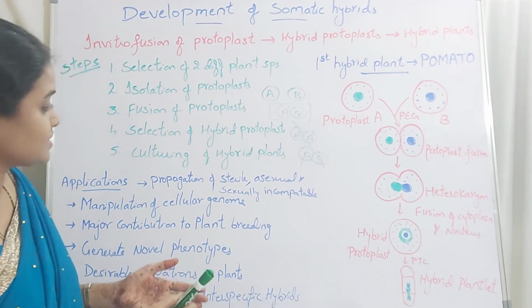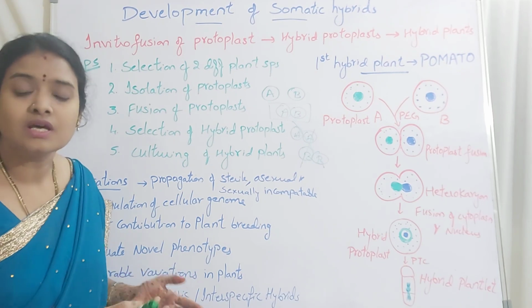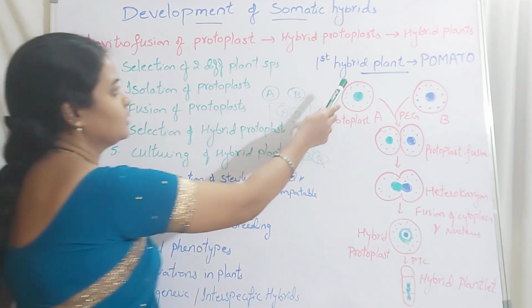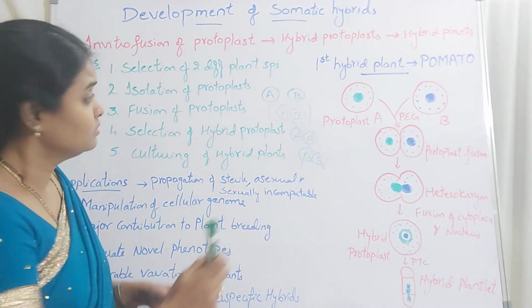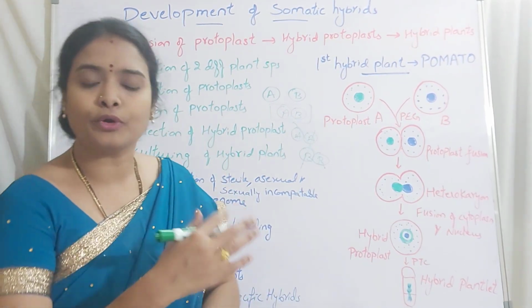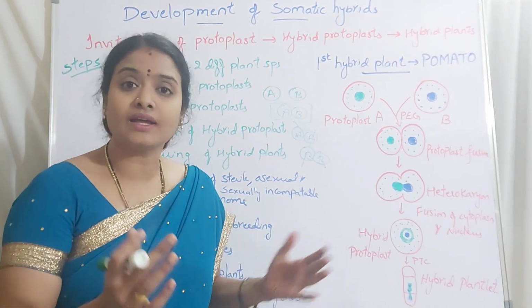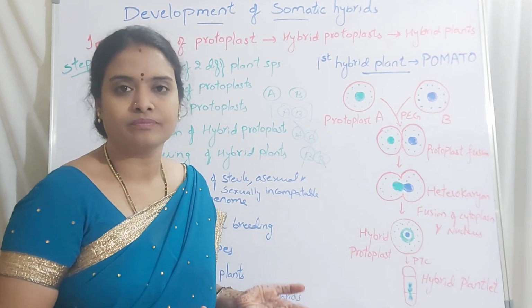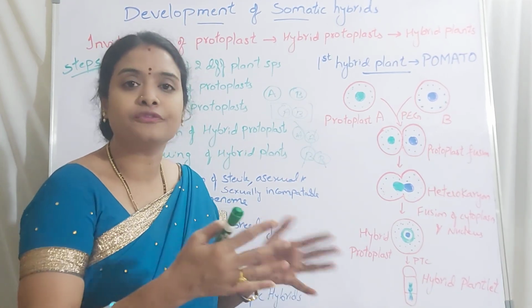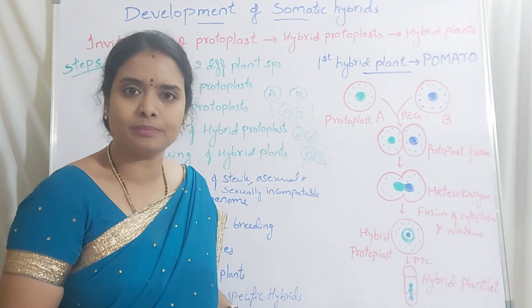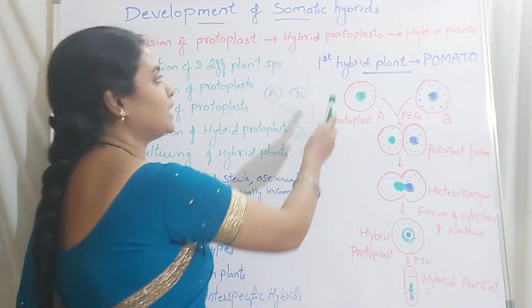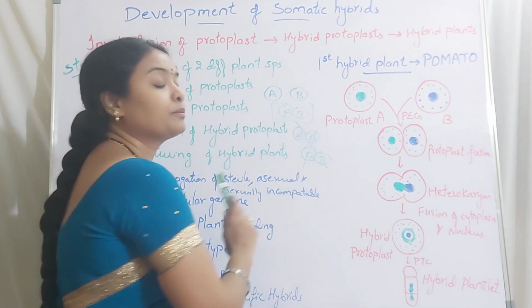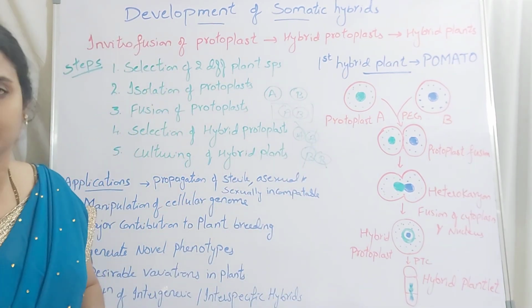That means they are sexually incompatible. Here I have given the first hybrid plant which is produced, tomato. So normally if you take the potato and the tomato plant, they are sexually incompatible. Though the pollination occurs, the fruit or the plantlet will not be produced, right? That is called sexual incompatibility. So in those species also you can produce the hybrid plants.